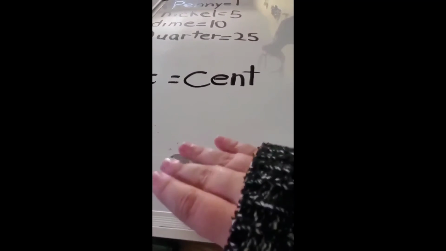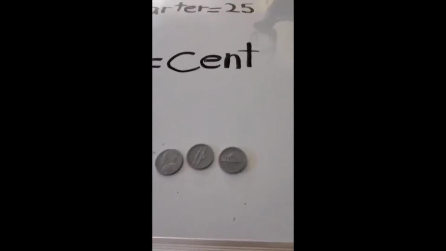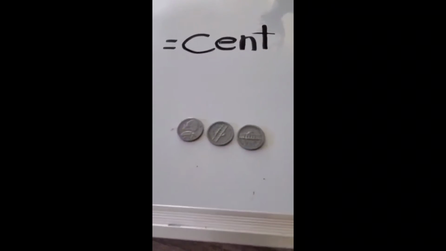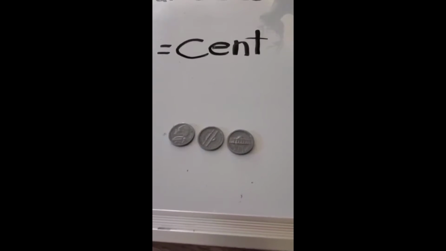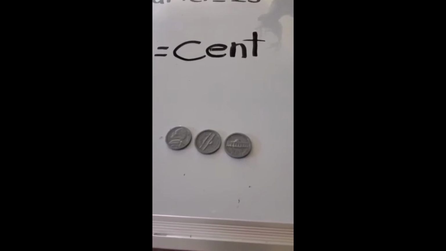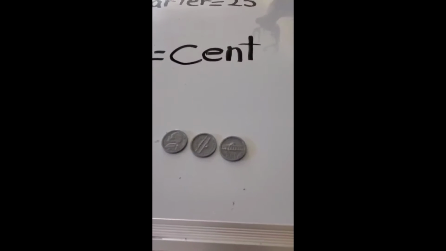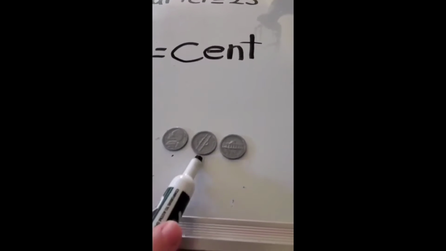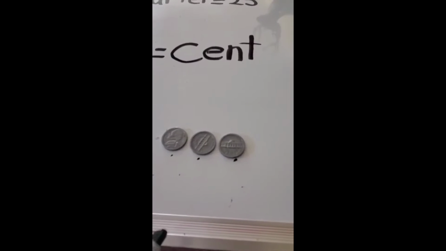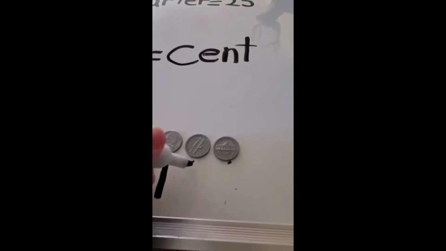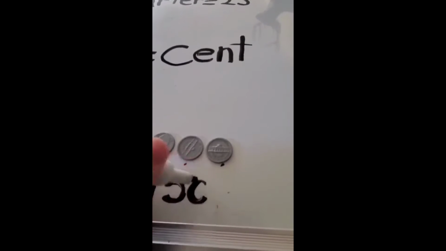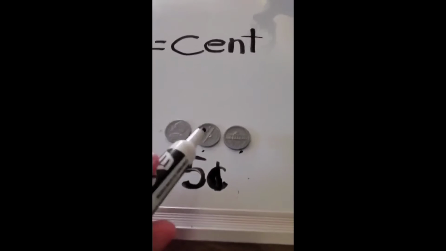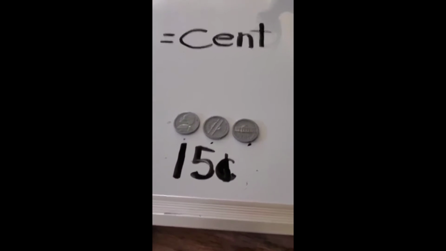So right here, remember, I put them in a line. So let's see how many cents I have with 5 nickels. Now, to count nickels, you have to count them by 5s. So let's count them by 5s right now. Ready? 5, 10, 15. I have right here 15 cents altogether.